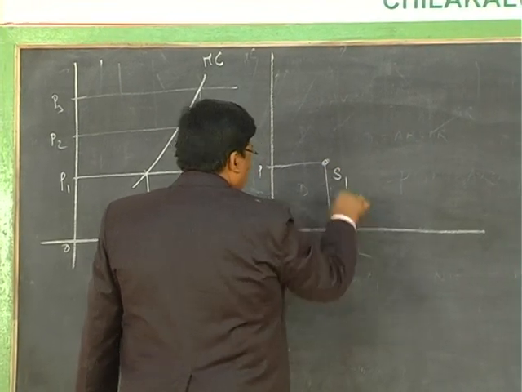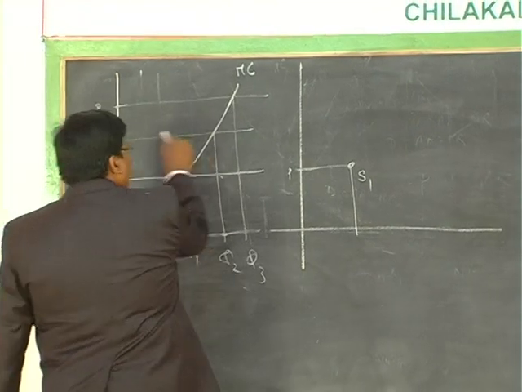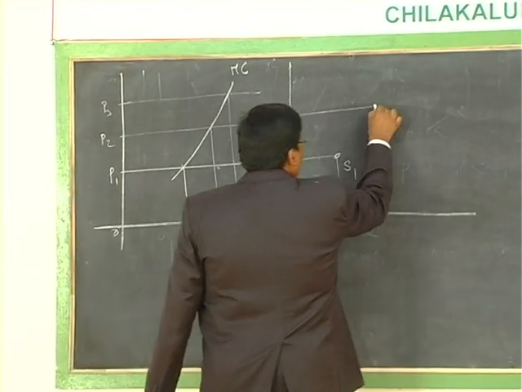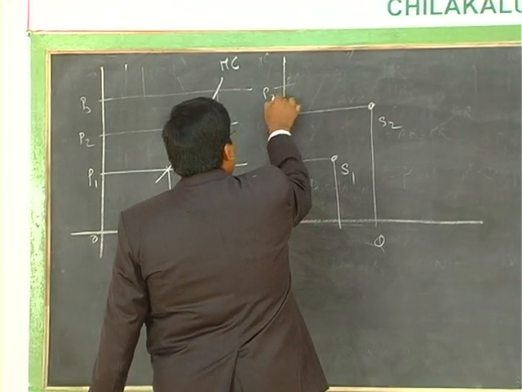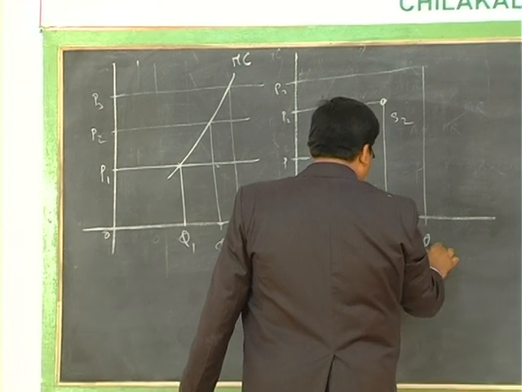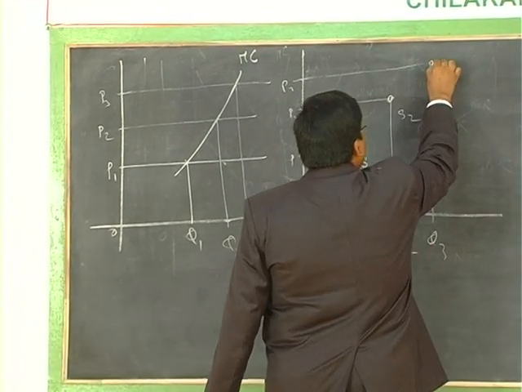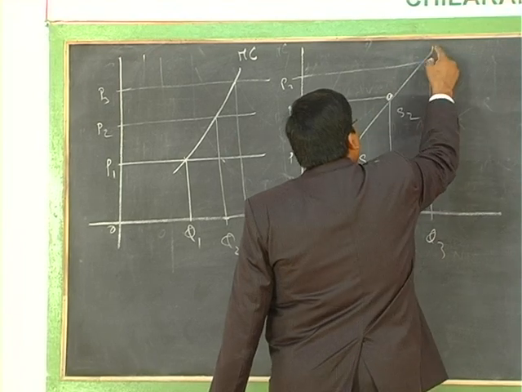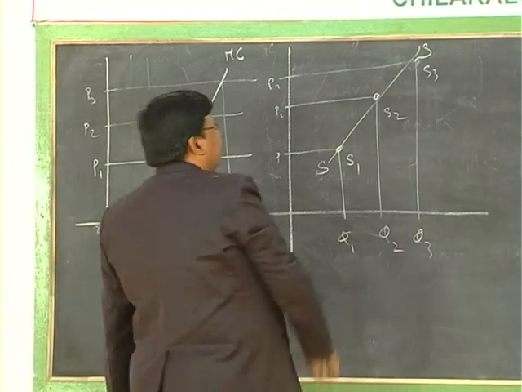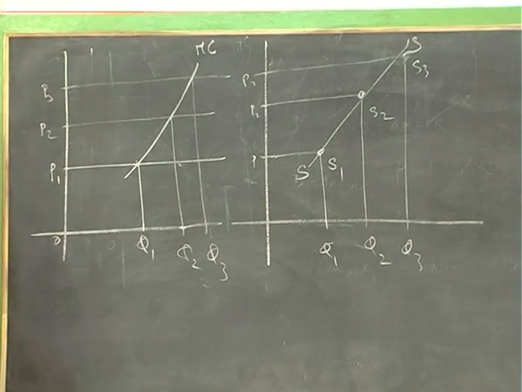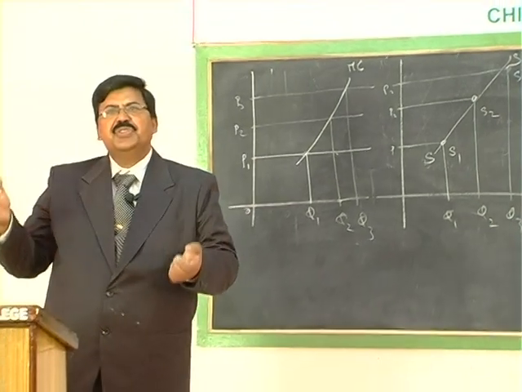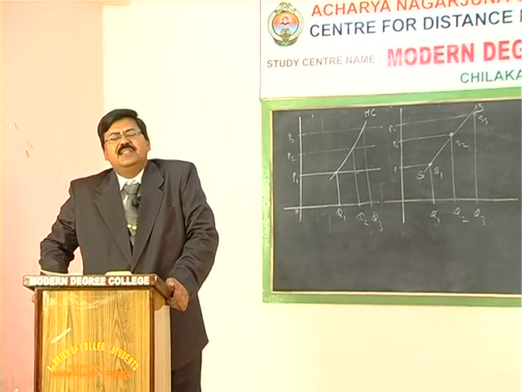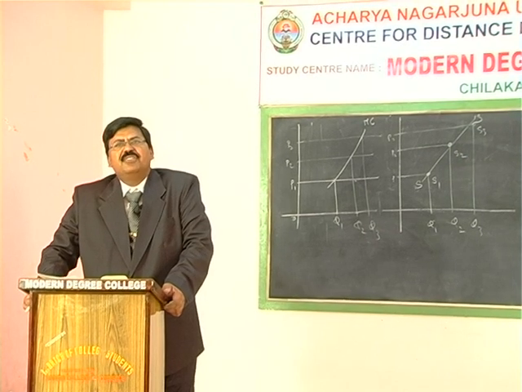This is one point S1, and OP2 price and OQ2 quantity, another point on the supply curve S2, and OP3 and OQ3, S3. And connecting these, you will get the SS supply curve. If carefully drawn, the MC curve itself is the supply curve. The rising portion of MC over and above minimum AVC is the short-run supply curve of a firm. So this is about the short-run supply curve of a firm.